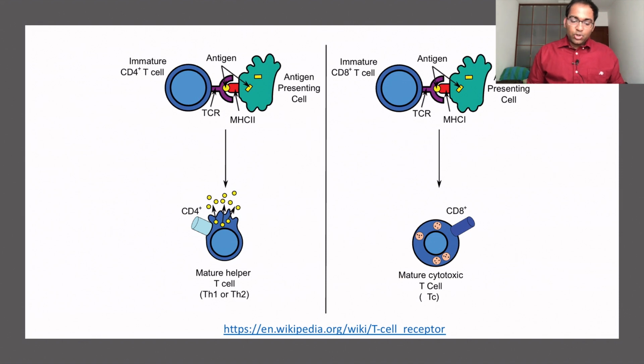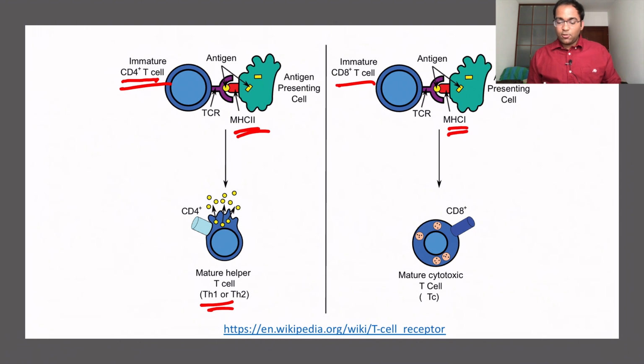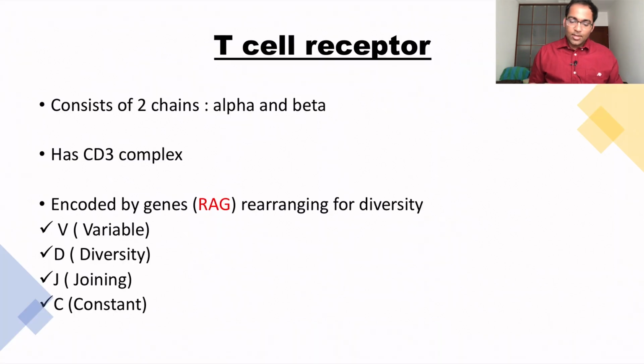Now this is another cartoon showing that CD4 T cell binds antigen which is presented by MHC class 2, and that will lead to the formation of mature helper T cell. On the other hand, if you have an immature CD8 T cell, that will bind the antigen presented by the MHC class 1, and that leads to formation of cytotoxic T cells. So I hope you guys understood this cartoon. It's very simple, trust me.